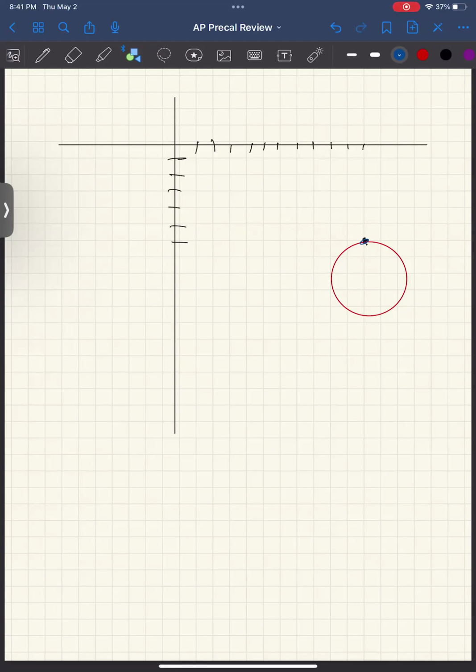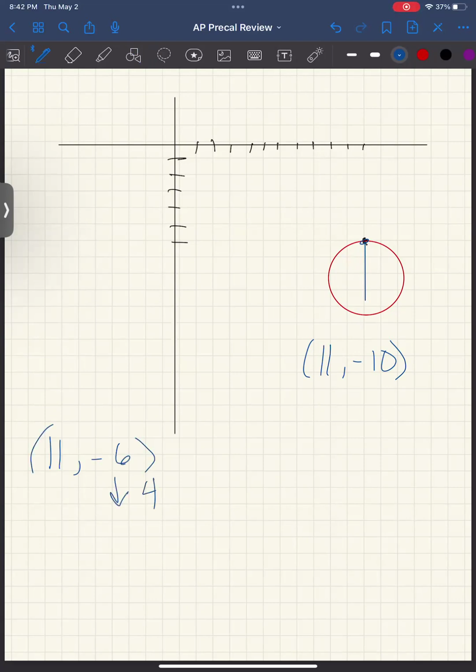Because my radius is 4, the center is 11 comma negative 10. Exactly. So I would move down 4 units. It's not very accurate, but you get what I'm doing. As Emily said, 11 comma negative 10, because my original point was 11 comma negative 6. So if I move down 4, I stay at 11, but I'm now doing negative 6 minus 4, which is negative 10. Yes? This is my h comma k.